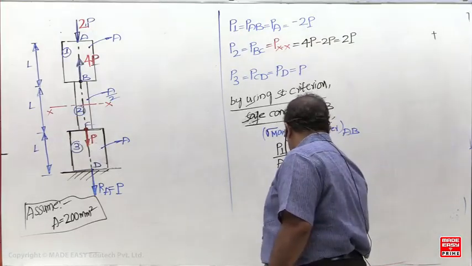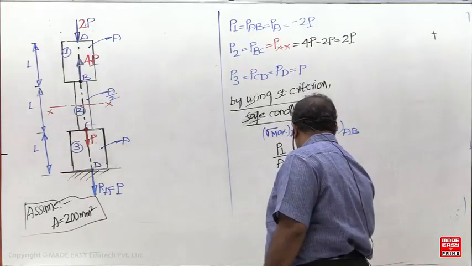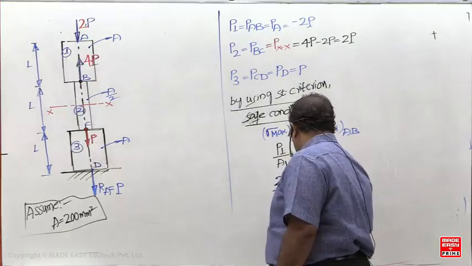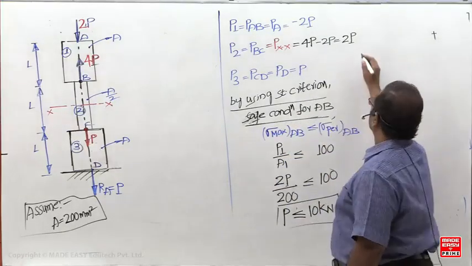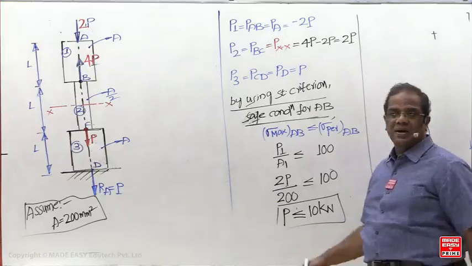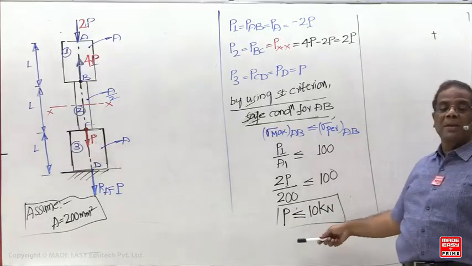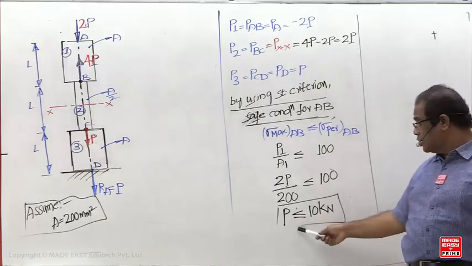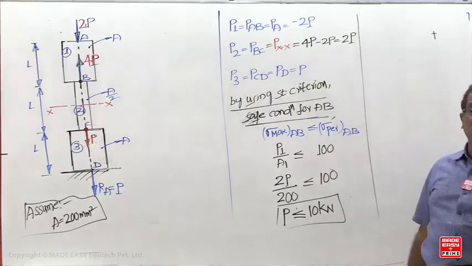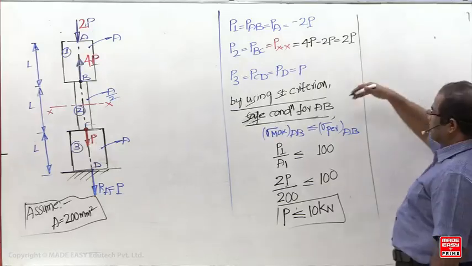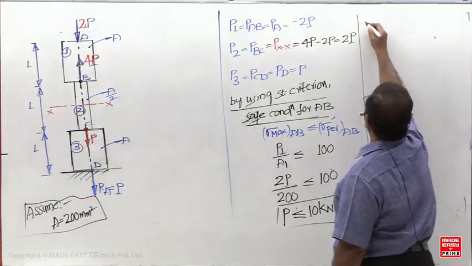So what is the P value now? What is the meaning of this? If the AB member should not fail, is it the maximum or minimum? Maximum means, if the AB member should not fail, the maximum value for P is what now? 10. It should not go more than 10. Same thing you do for BC now.